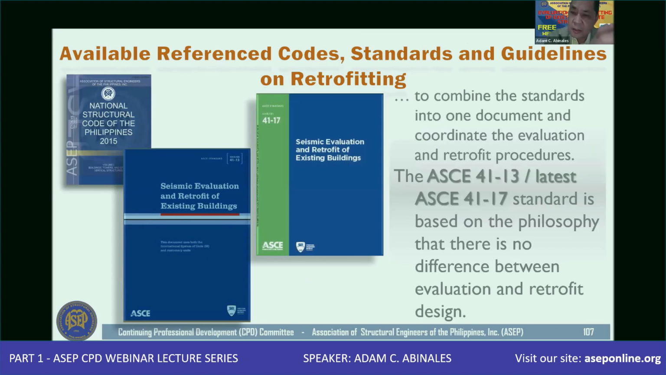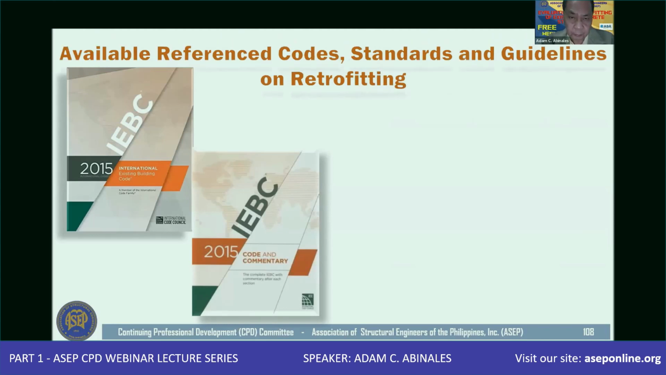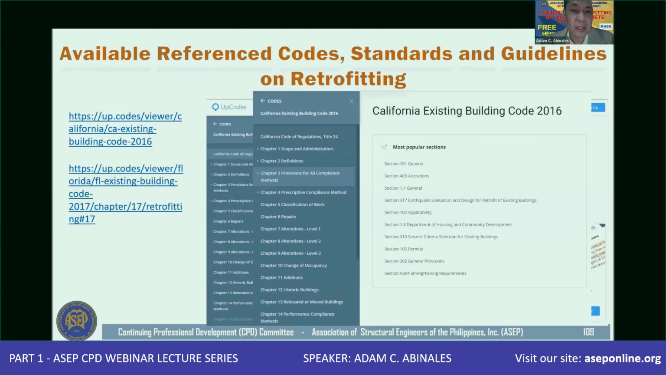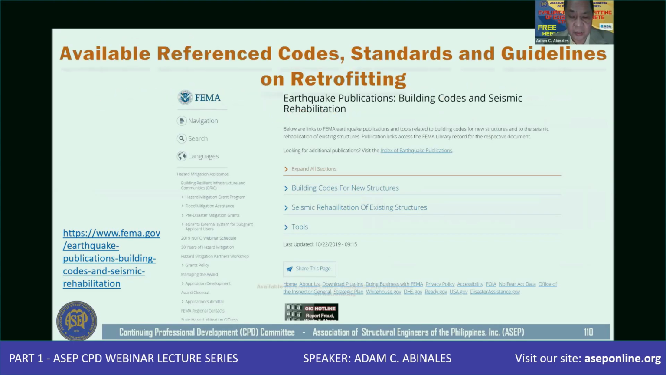So the 31-03 and the 41-06 were combined into one document, and you have this 41-13 or the latest 41-17 for the evaluation and retrofit design of buildings. Of course, this was presented by Doc Mac, the IEBC, no, as an alternative. And you can search these website links on the California existing building code and these FEMA publications on seismic rehabilitation.